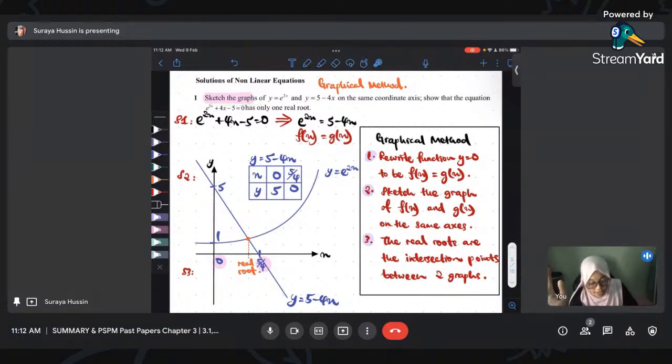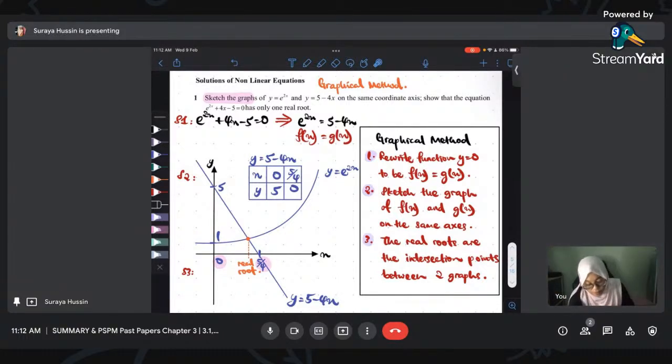Okay, so dia asingkan menjadi 2 function yang berbeza. But dia kata sketch both of this on the same coordinate axis. Show that the equation this has only one real root. Dia yang minta kita show, and we are going to show it by sketching, by doing a graphical method.